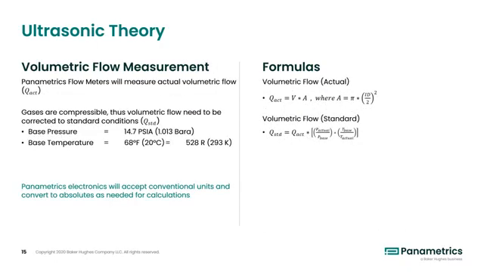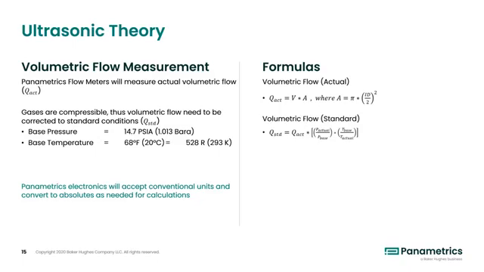The next calculation that our flow meter will perform is the volumetric flow measurement. To get this, the meter simply takes the actual velocity that's flowing through the pipe and multiplies it by the internal cross-sectional area. That will give you your actual volumetric flow that's going through.